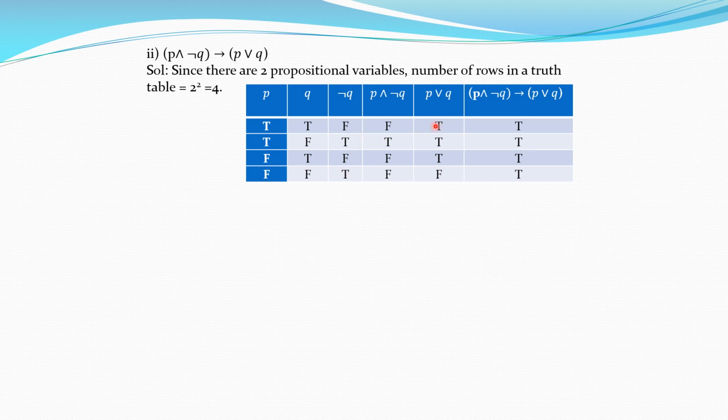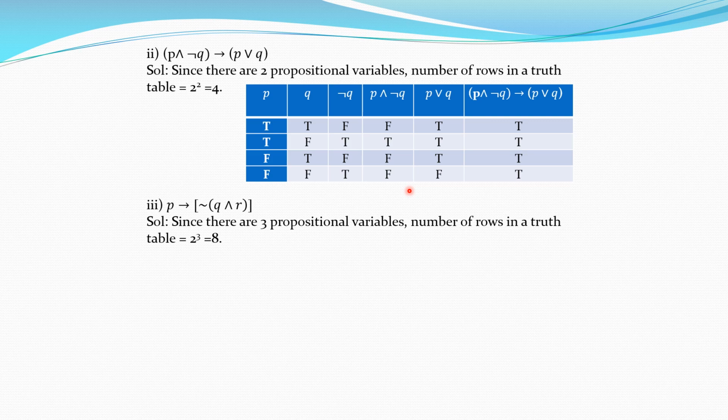Now next is implication. So in case of implication, when the antecedent is true and the consequent is false, then only we get the false value. So only think of P and negation Q true and P or Q false. Now here in P and negation Q, in the second row only this is true value. At that time here there is no false value. So there is no case of true implies false. So there is no false value. It means all values are true here. So this is the truth table.